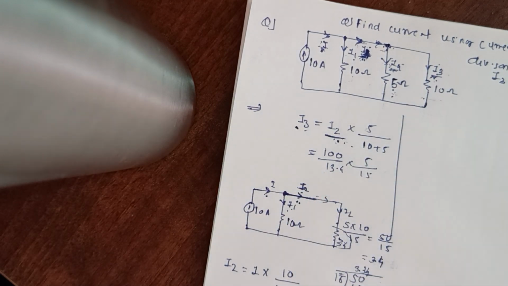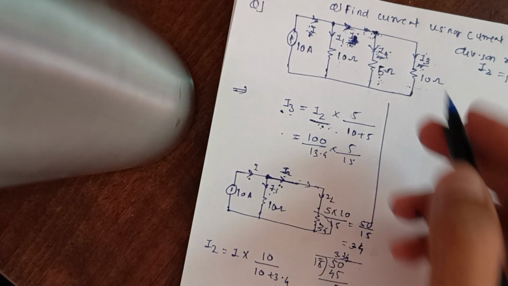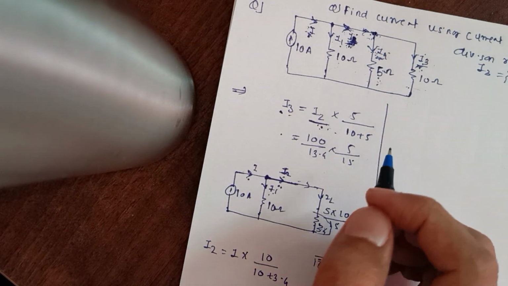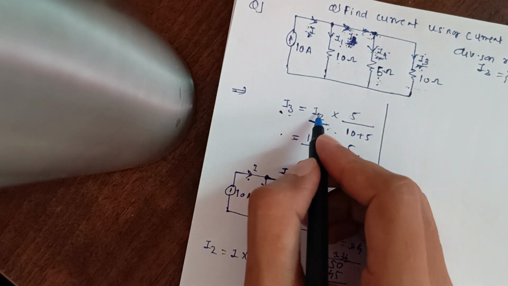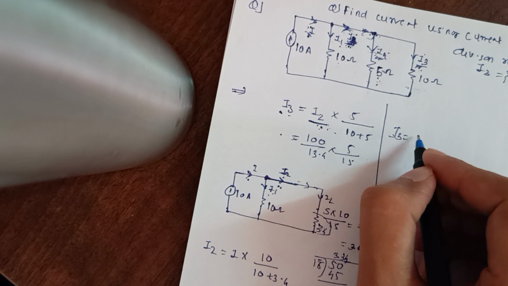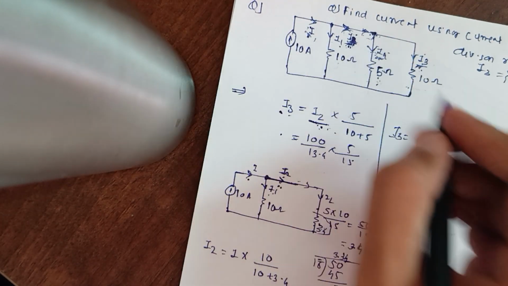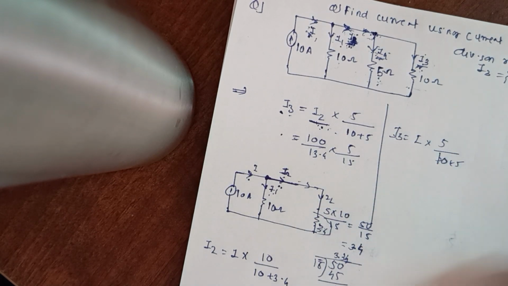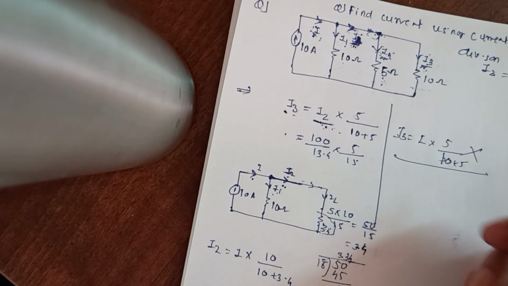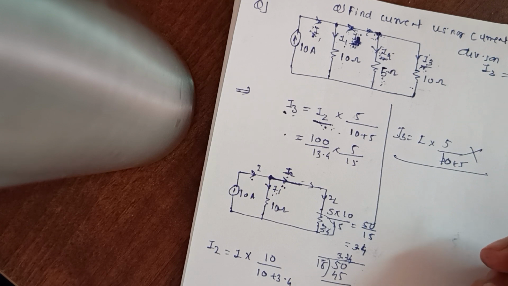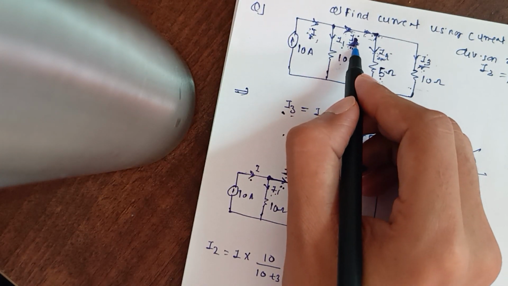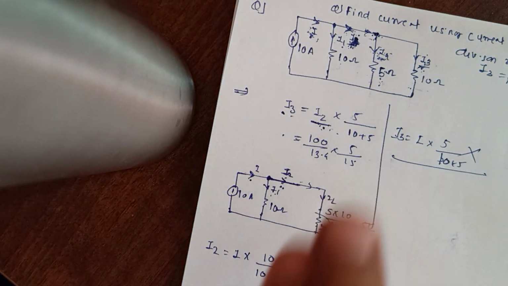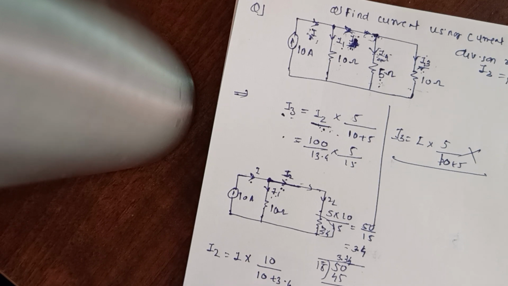So what is the catch here? We should identify where to apply the current division rule correctly. Suppose you take the total current as this I, that is simply wrong. Here we can't apply this kind of current division. You should identify which current is dividing into which paths. I2 is dividing into I4 and I3, and it should be divided into only two paths, not more than that.